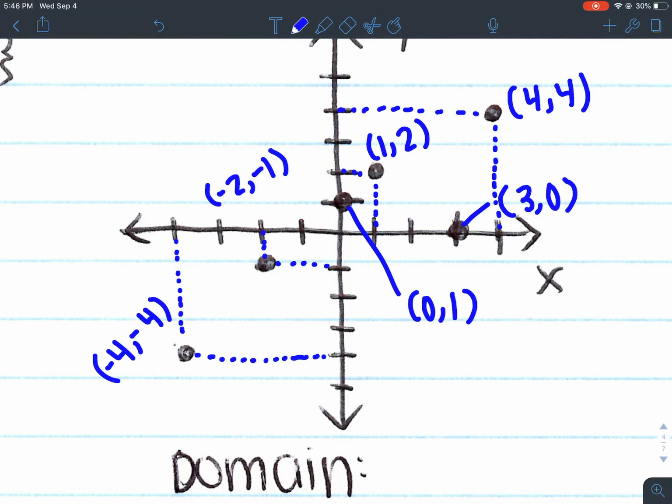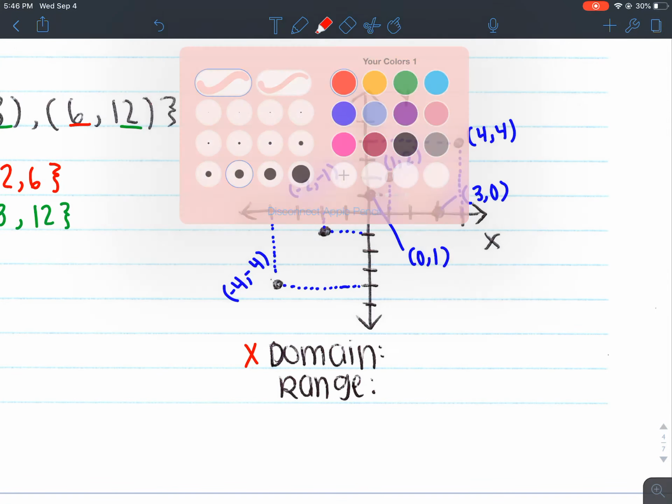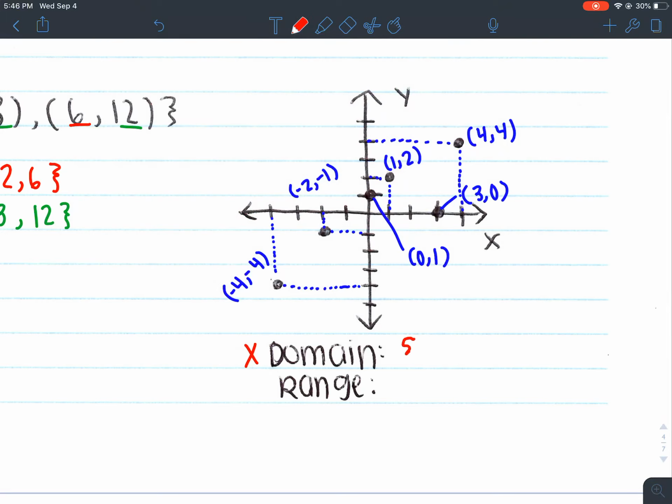So to the right 4 and then up 4. So these are all of my points. Now, remember, domain is your x values, so I'm going to look at all of my x values that I have here, and I'm going to list them with my curly braces.